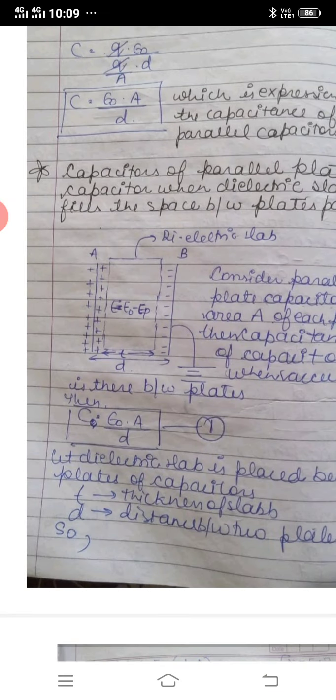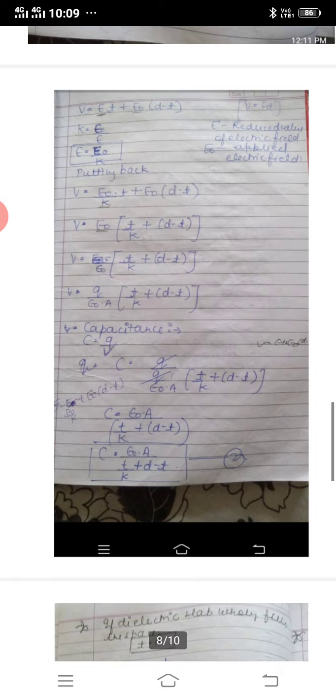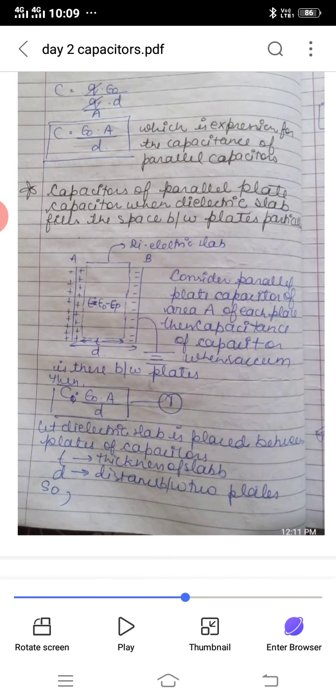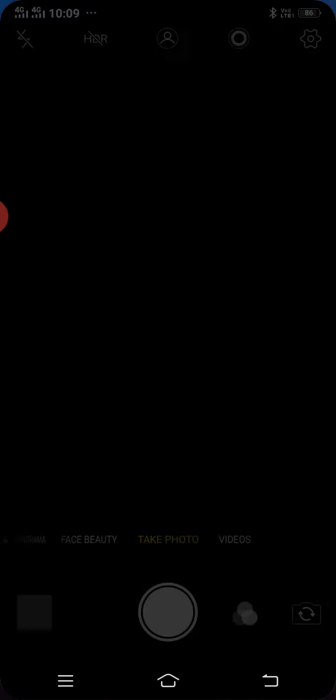between the plates. And now our next two topics are very important, that capacitance of parallel plate capacitor when dielectric slab is there between the plates, and last when conducting slab would be there. Okay, so let us start first when dielectric slab is there. So I am showing you diagram on my book.